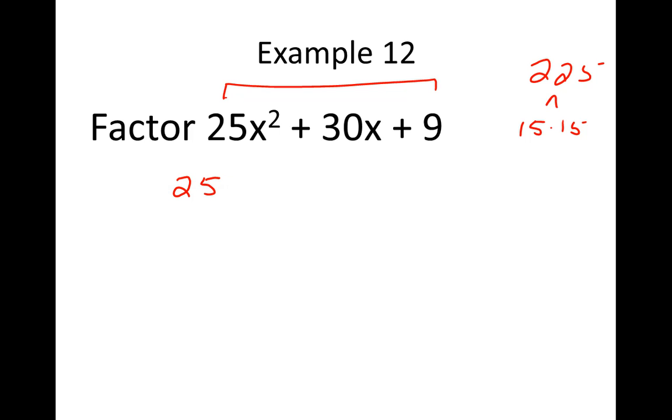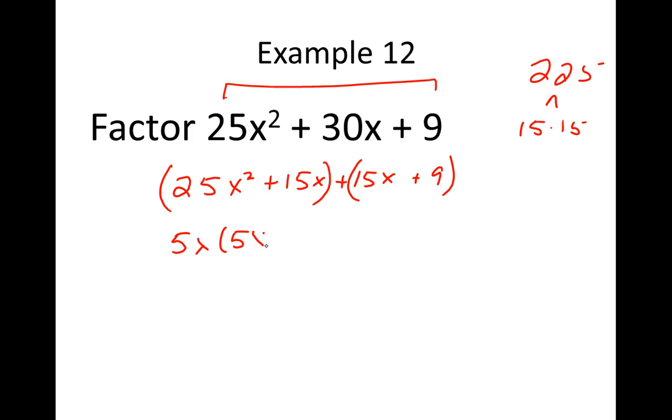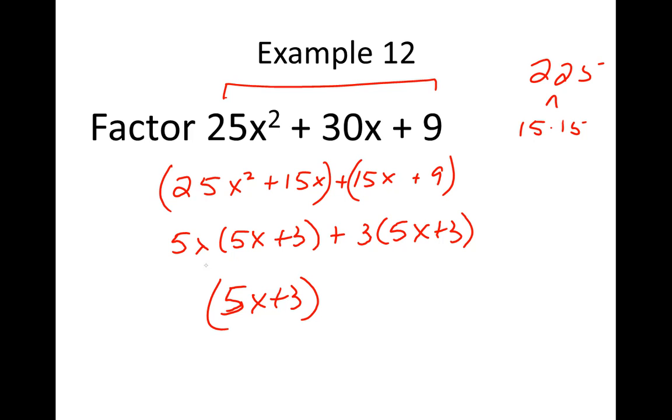So 25x squared plus 15x plus 15x plus 9, and then do your grouping. Pull out your 5x. You'll be left with 5x plus 3, plus, pull out 3, and you get 5x plus 3. So we get 5x plus 3 times another 5x plus 3, which is 5x plus 3 squared.